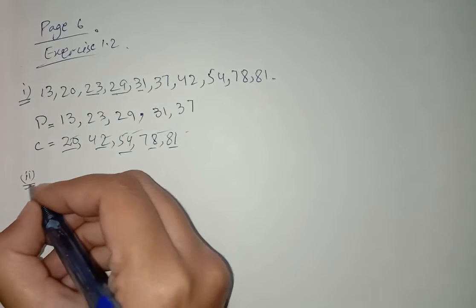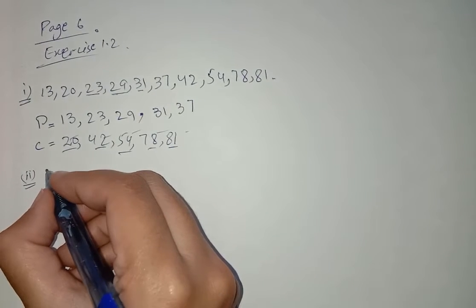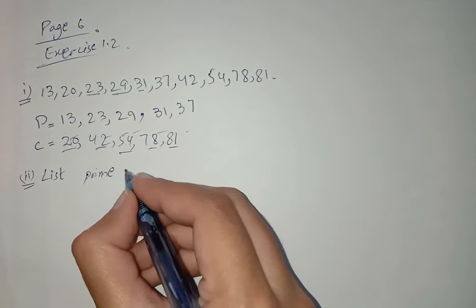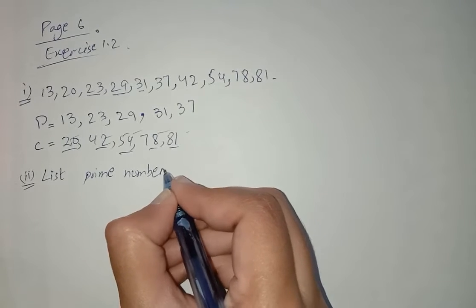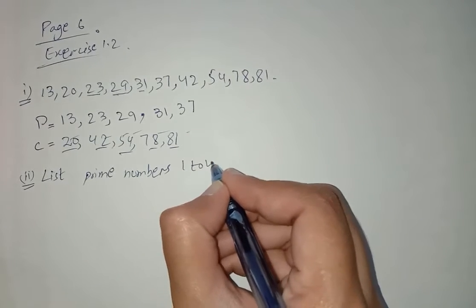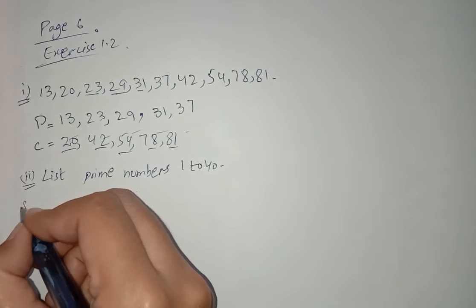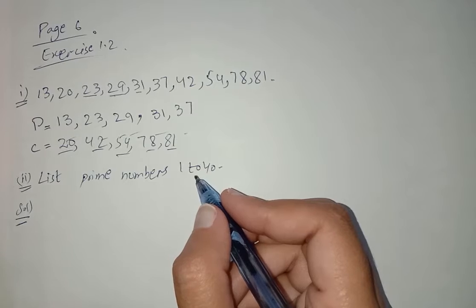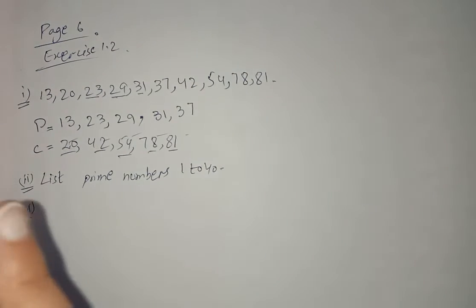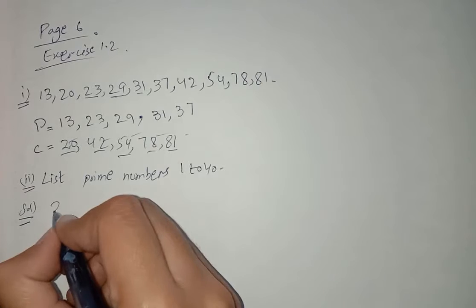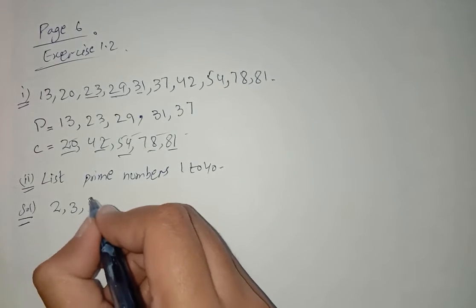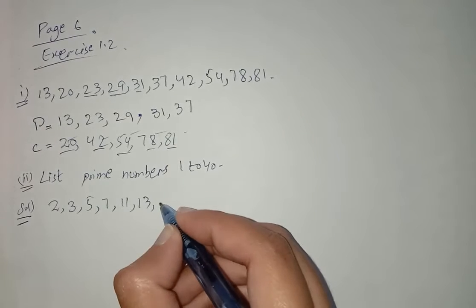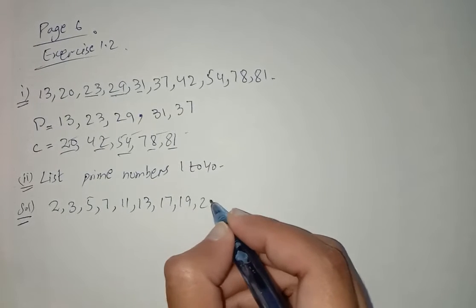Now move towards question number 2. List prime numbers from 1 to 40. We have to list prime numbers which come from 1 to 40. Prime numbers are the numbers which come in their own table or in the table of 1, that is 2, 3, 5, 7, 11, 13, 17, 19, 23 and so on.